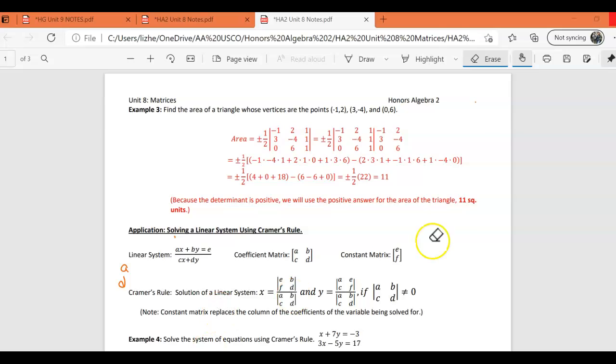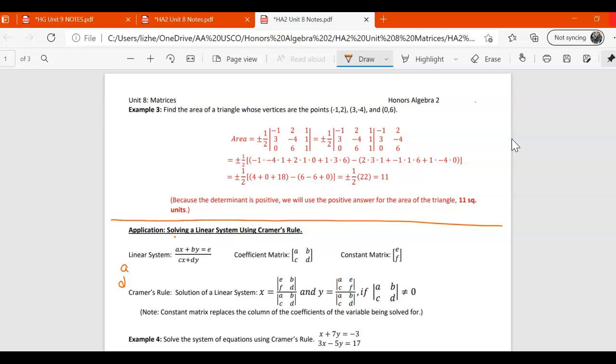So I think we got to here, which means right above here was the area of a triangle, given the 3 points of the 3 vertices on the coordinate plane. And remember, the area is plus or minus 1/2 times the determinant. Remember, those straight lines mean the determinant.